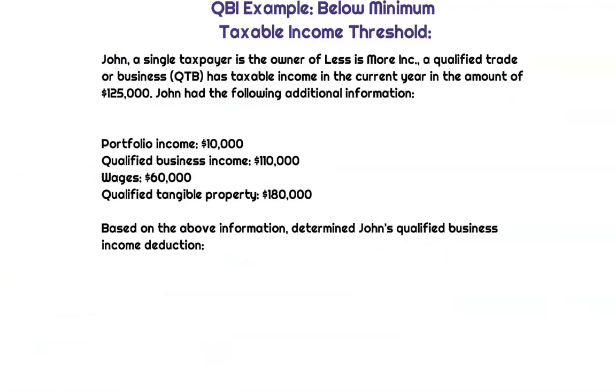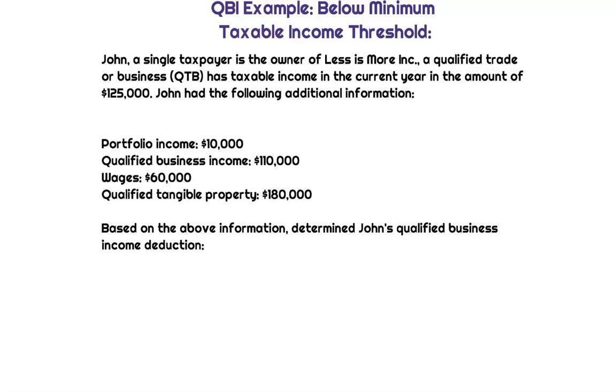All right, Johnny boy, a single taxpayer, is the owner of Less is More Inc., a qualified trade or business. Okay, so John has taxable income in the current year in the amount of $125,000. So John had the following additional income: portfolio income of $10,000, qualified business income of $110,000, wages of $60,000, qualified tangible property of $180,000, and we want to determine John's QBI deduction.